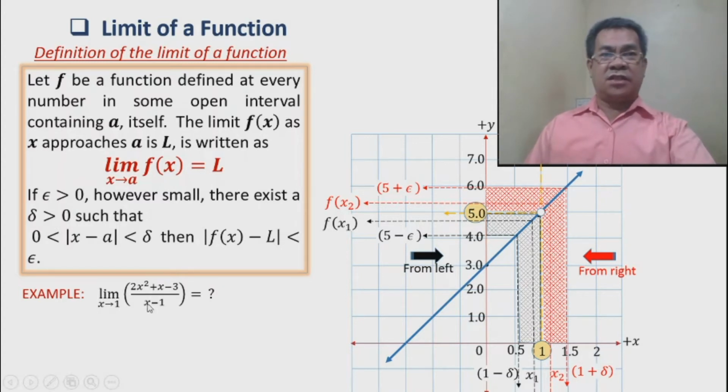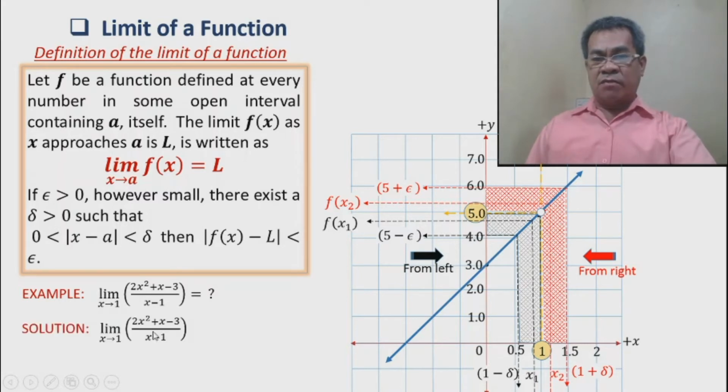Or you can use synthetic division. There are many ways to reduce the fraction. You have to take note that we need to factor the numerator and denominator so that there will be something that we can cancel. In this case, again, this is a quadratic trinomial, so it has two binomials.